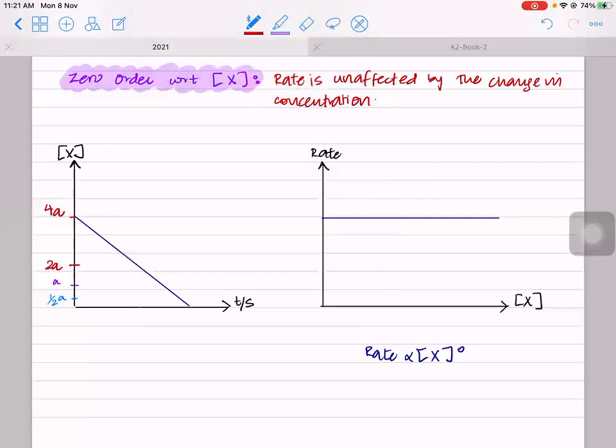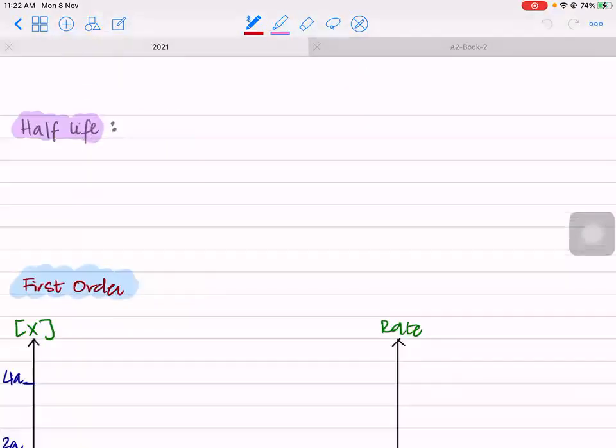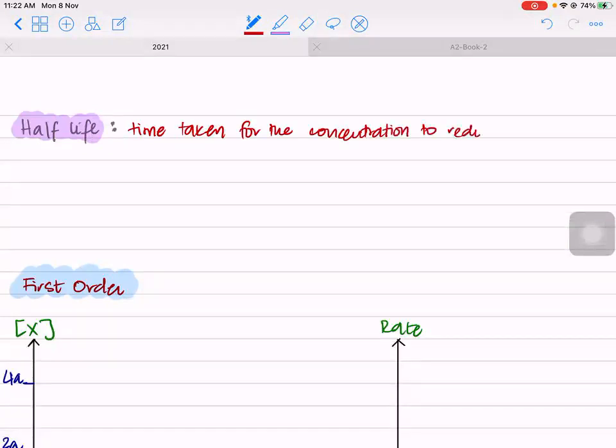So this is what zero order graph looks like. Now, by looking at this graph, how will you know that this is zero order? It's a downward sloping gradient, and this is what the concentration time graph looks like. But how will we know? How can you prove it is zero order? To prove it is zero order, you need to figure out what we call half-lives. What do you need to figure out? Half-lives. What is a half-life? Half-life is basically the time taken for the concentration to decrease or to reduce to half of its original value.